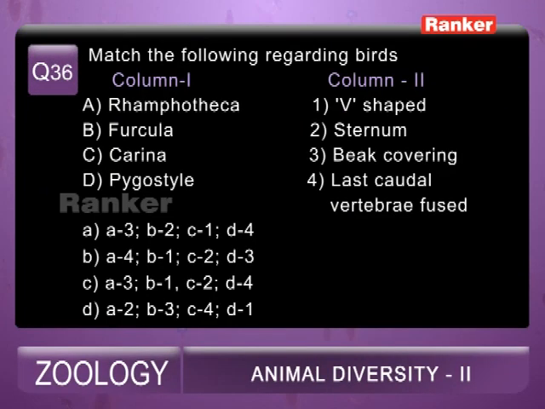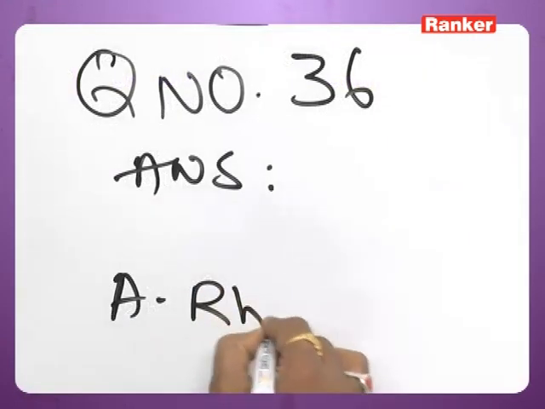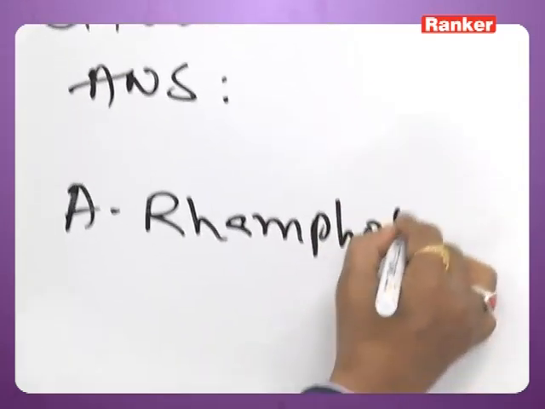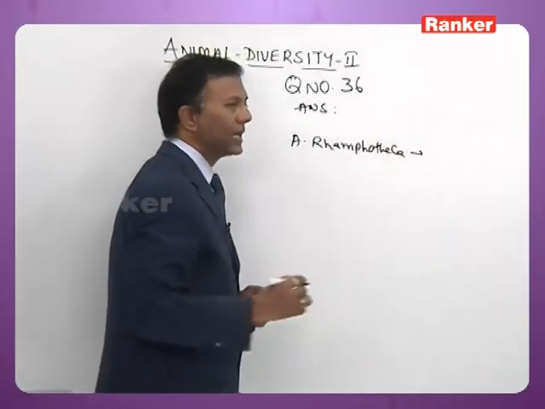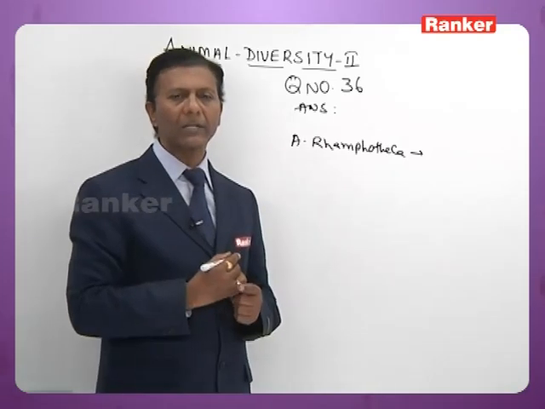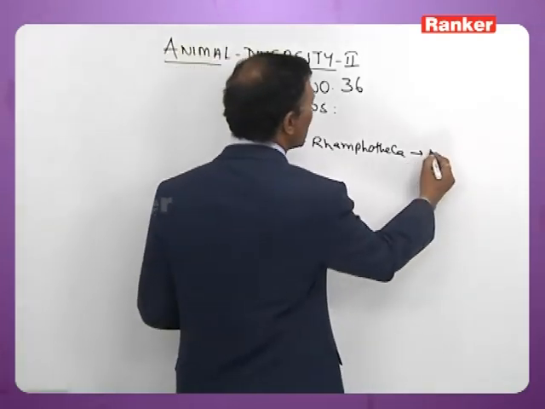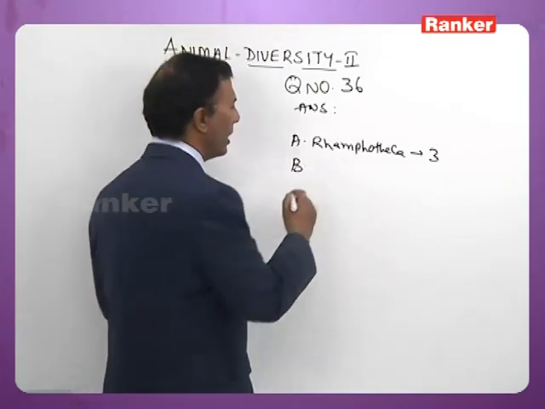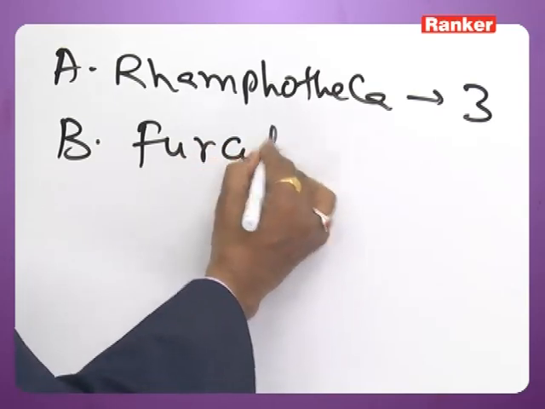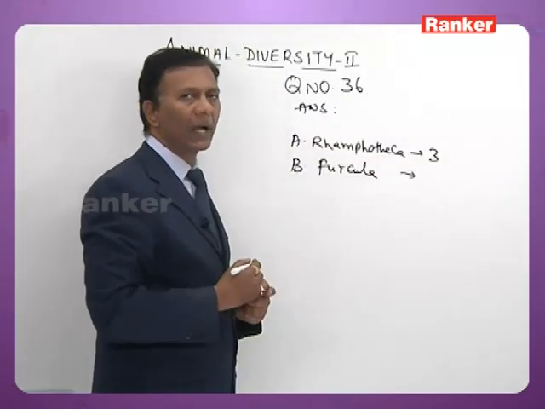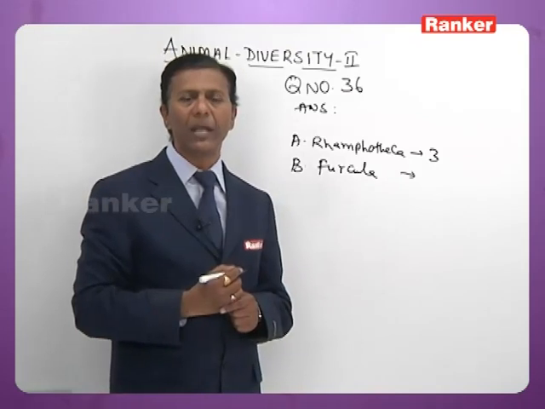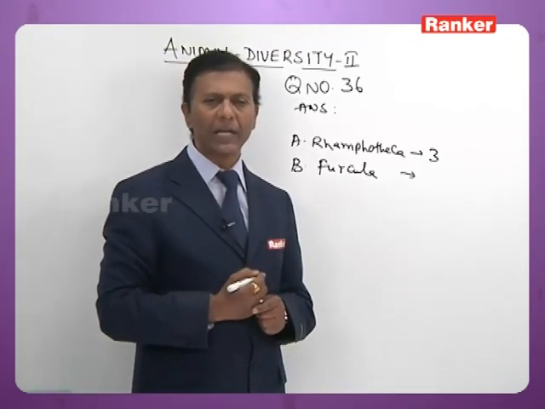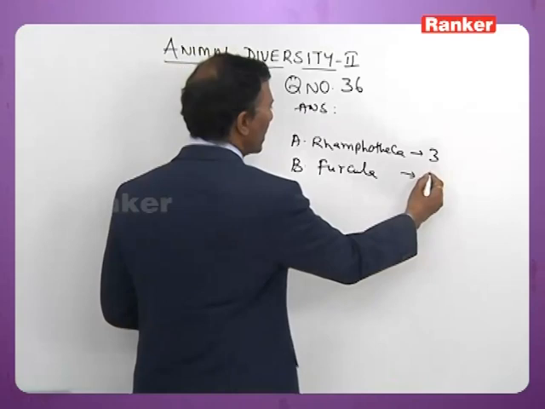Now the 36th question is also match the following, regarding birds, and now you have column 1 and column 2. Column 1 says A, Rhamphotheca. Rhamphotheca is a horny sheath that covers the beak. So the third answer is the correct option here, beak covering. The next, B, you have Furcula. Furcula is formed by fusion of clavicles and interclavicle. It is a V-shaped bone formed by fusion of clavicles and interclavicles. So the first option is the correct one for this.